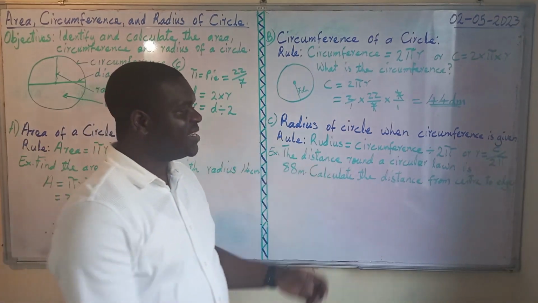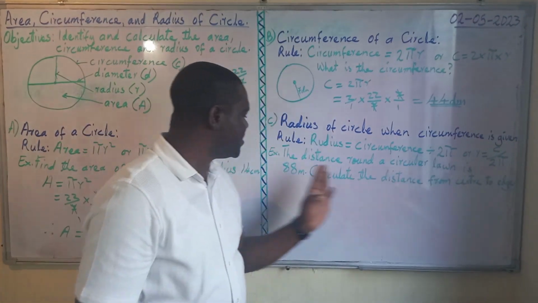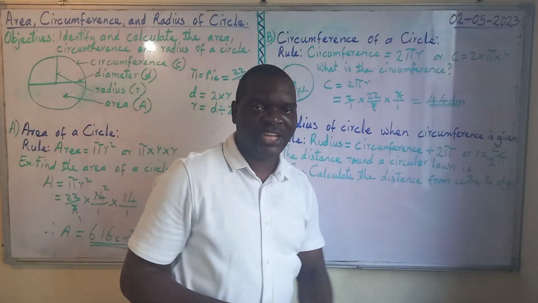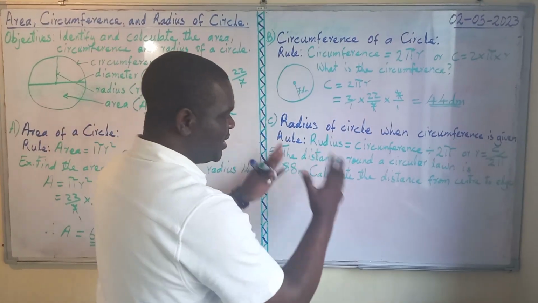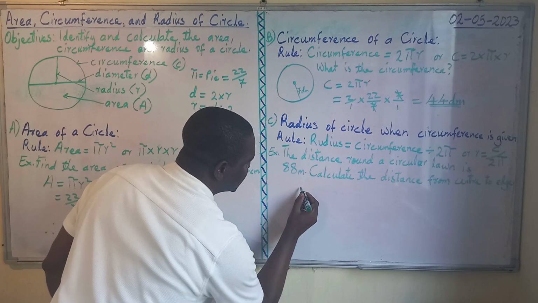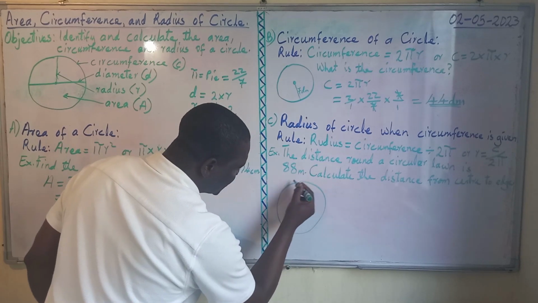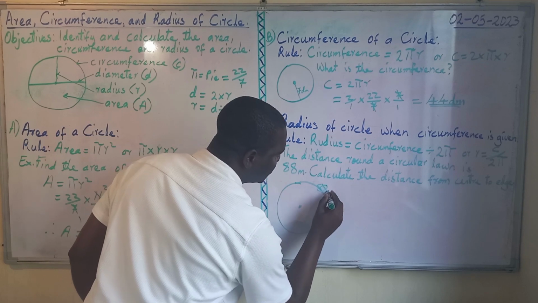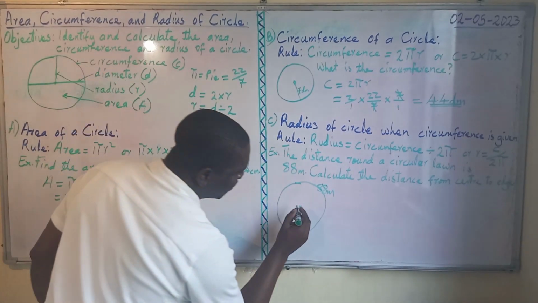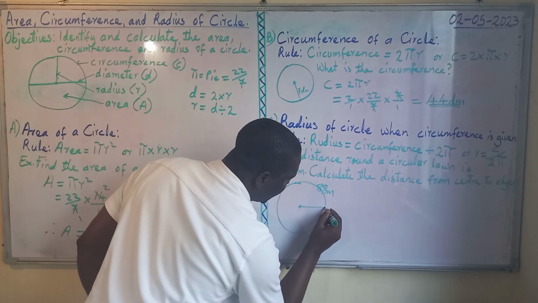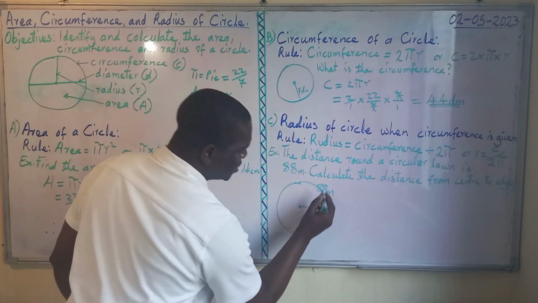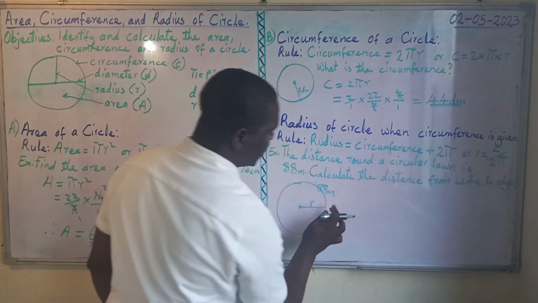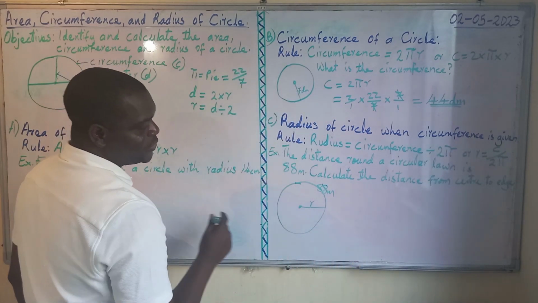The distance around a circular lawn is 88 meters. Calculate the distance from the center to the edge. Let's try to represent this in a diagram. Assume this is our circular lawn. So the distance around this lawn is the circumference, which is 88 meters. And we are asked to calculate the distance from the center to the edge, and this is, of course, the radius. So let's move on to apply the rule and calculate for the radius.